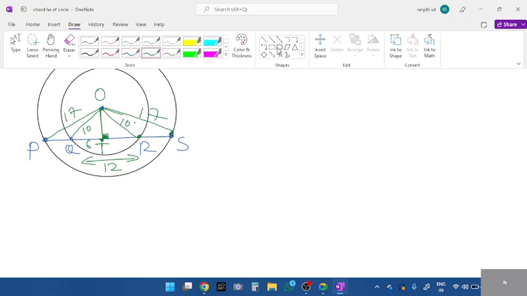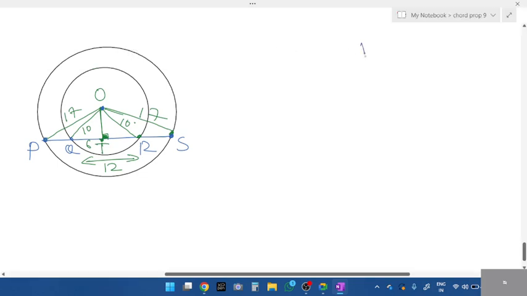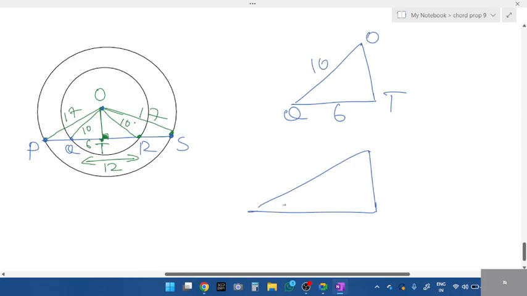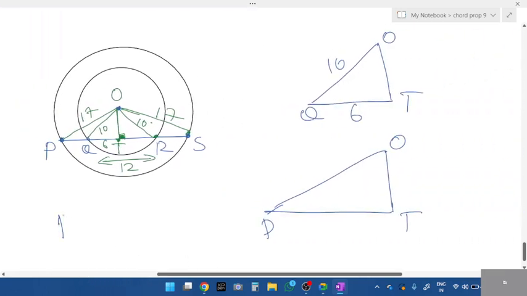Now for the same diagram, in order to understand, I'll just take out the triangles, students. Take the smaller right angle triangle, OTQ. What are the OTQ values? 6, 10. All of you respond. Next, take the larger right angle triangle, OTP. We need to find the length of PQ.